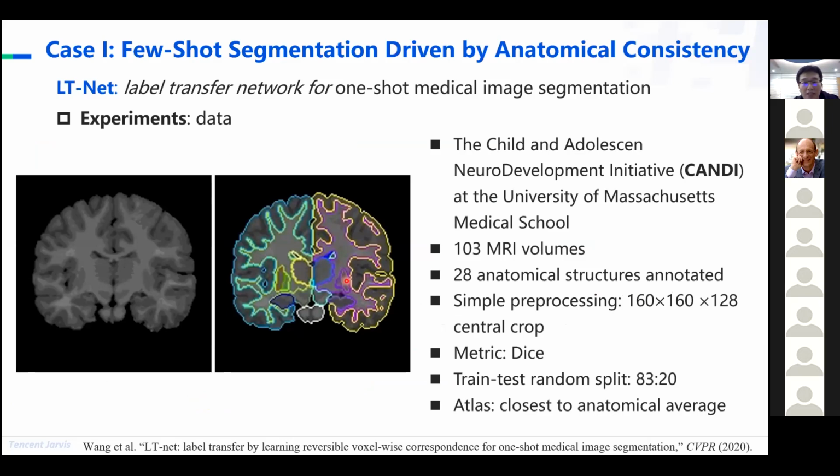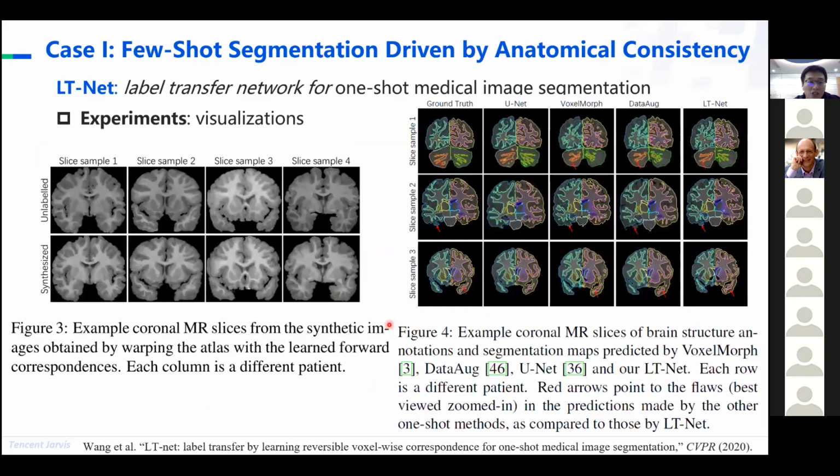For experiments, we collect 103 MRI volumes from the candidate set, and we divide them into 83 and 20 for train and test. For the atlas, we choose the one that is closest to the anatomic average in the training set. Here, first are some visualizations. In the bottom row on the left, this is the warped atlas, and it is very close to the unlabeled image. On the right-hand side, we show the one-shot segmentation of VoxelMorph, Data Aug, and our proposed method. The UNet here is the upper bound trained with all the fully supervised volumes. As we can see, for the parts pointed by these red arrows, our method is better.